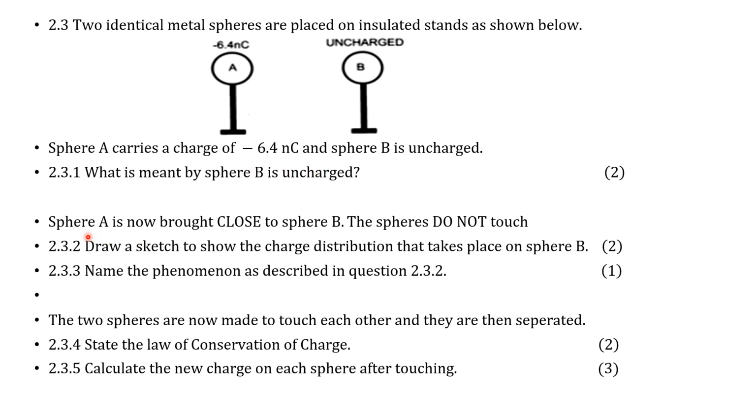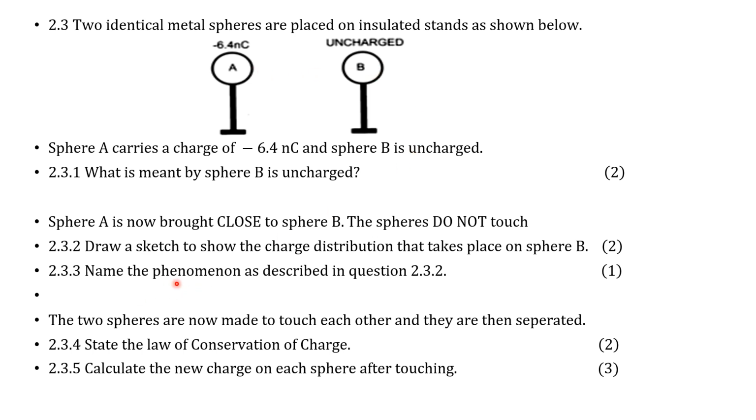Then sphere A is now brought close to sphere B. So I take A and I bring it close to B, but it's not touching. The spheres do not touch. Draw a sketch to show the charge distribution that takes place on sphere B. So this sphere is negative, it should attract the positives closer to it. Now the far side should become negative.